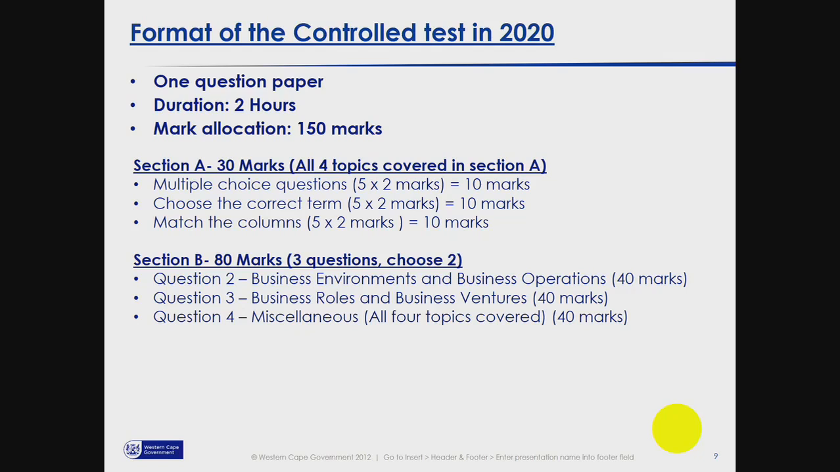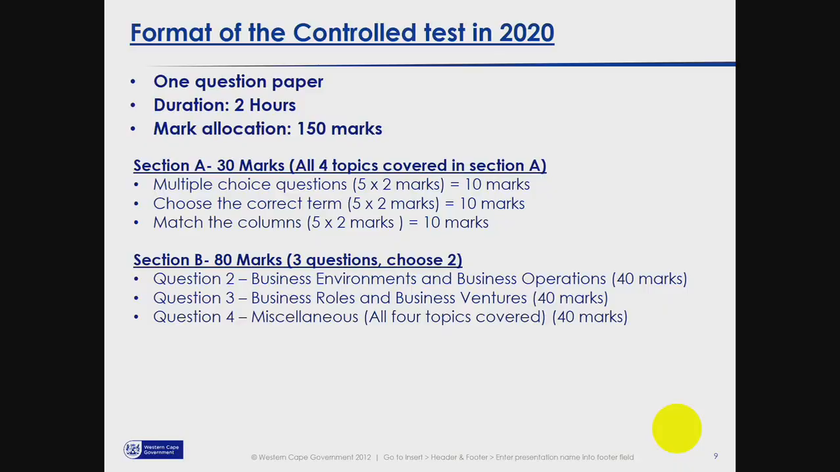Your teacher could also have the option of only asking questions of business operations or business environments. So again, it depends on your school and your teacher, because every teacher will be setting up their own question paper. But know that for question 2, they can ask you work that falls under business environments and business operations, or one of the 2 main topics there. Then question 3 will be covering the sections of work that fall under business roles and business ventures.